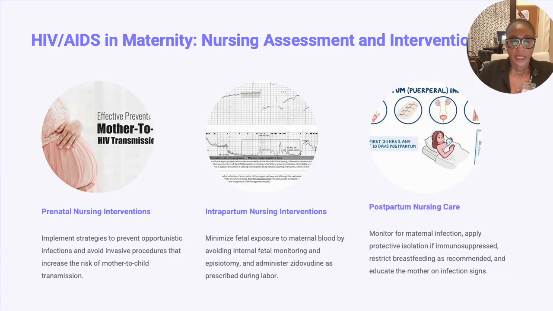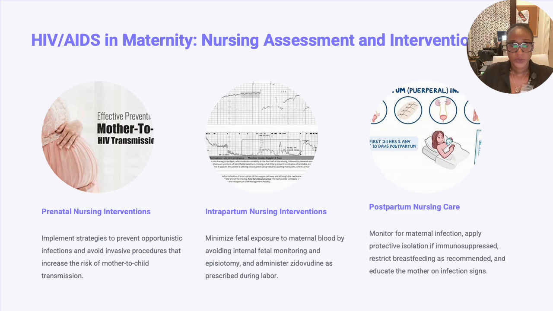So just to look at some intervention in this section. Some interventions during the prenatal period are to institute measures to prevent opportunistic infection, of course. Avoid any procedures that increase the risk of prenatal transmission, such as amniocentesis and fetal scalp sampling.